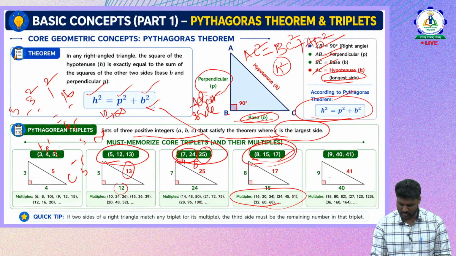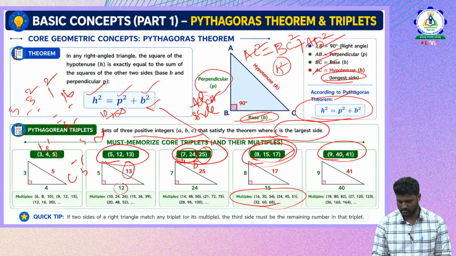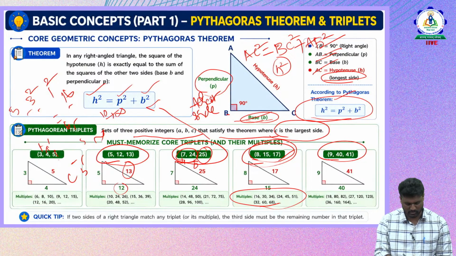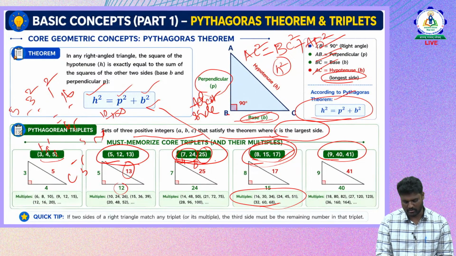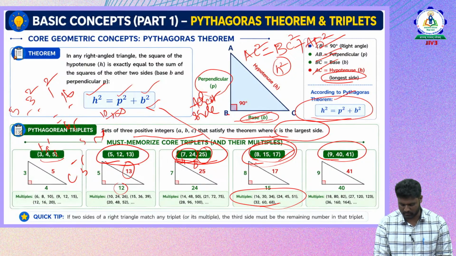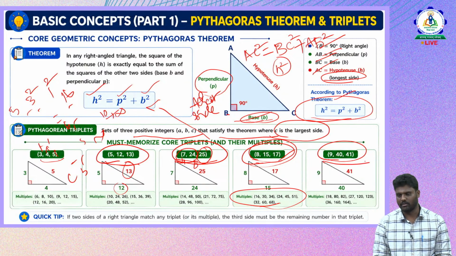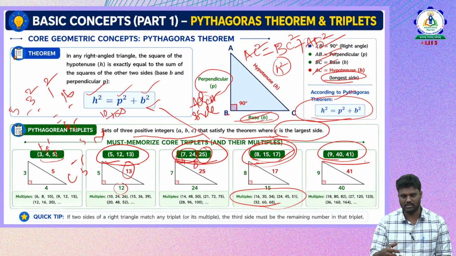Again similarly 9, 40, 41. There are many, infinitely many, Pythagorean triplets. If you remember these values, basically whenever they ask a question related to Pythagorean triplets, they'll ask from 3, 4, 5, or 5, 12, 13, or 7, 24, 25, or 8, 15, 17, or 9, 40, 41. If you remember these, questions based on the Pythagoras theorem and Pythagorean triplets can easily be solved.